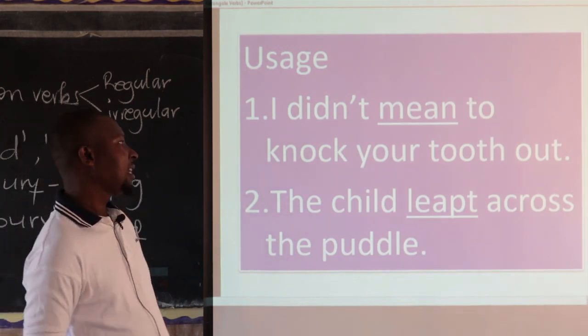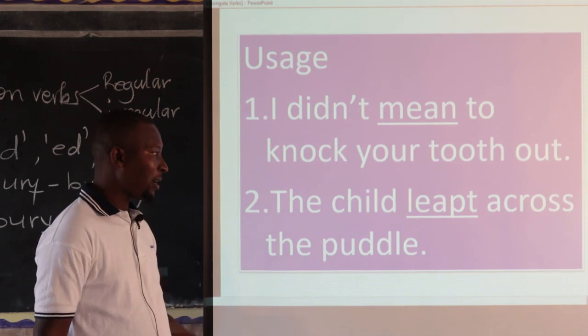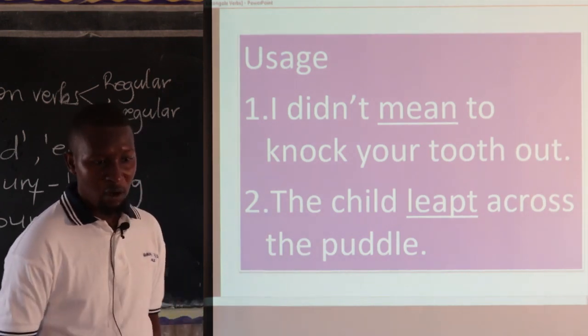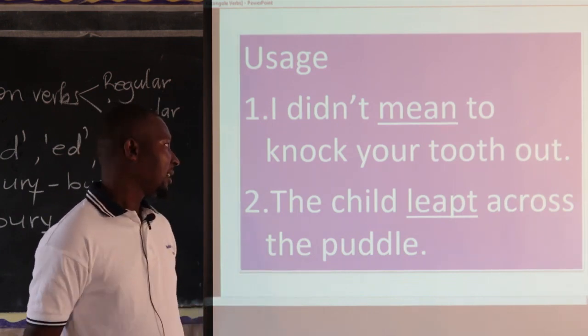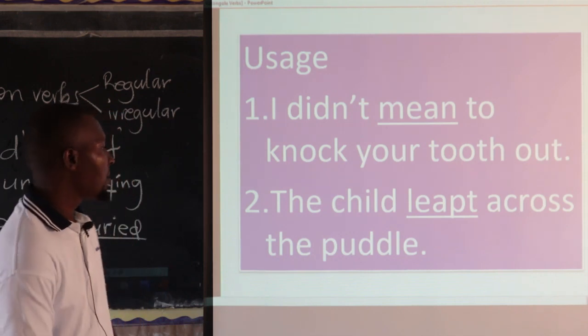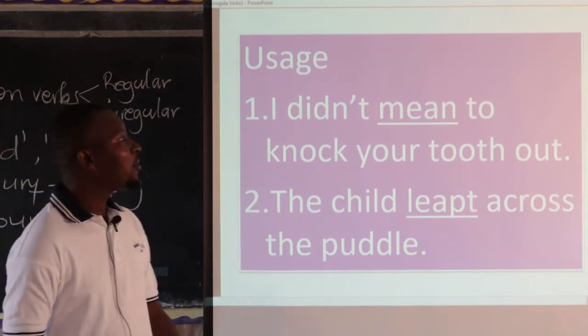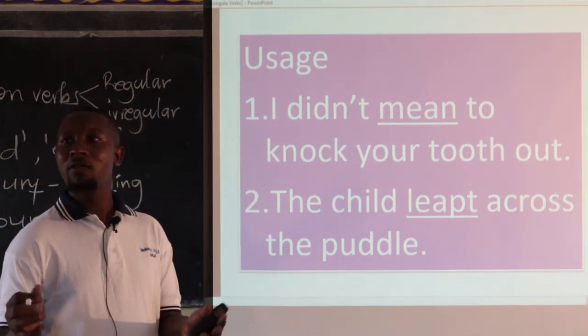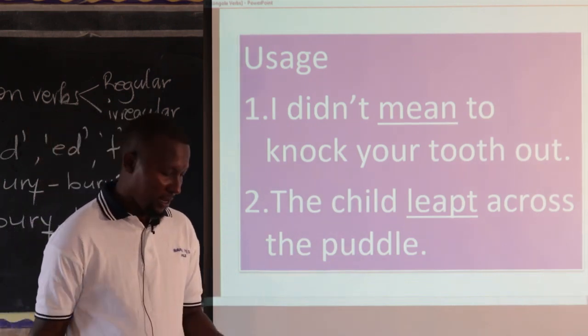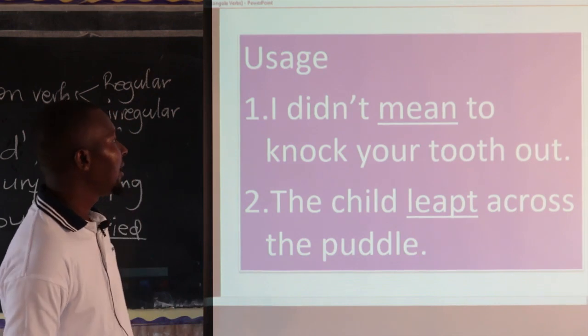Number 2: the child leapt across the puddle. The puddle is like a pool of water. Leaping, I told you, can be jumping a little or hopping. So this one is the child leapt. That is the past simple form of the word leap. Leapt across the puddle. So you can form some beautiful sentences out there. Five. You can challenge yourself and maybe write 10. We share and see. But use those verbs that add the letter T.